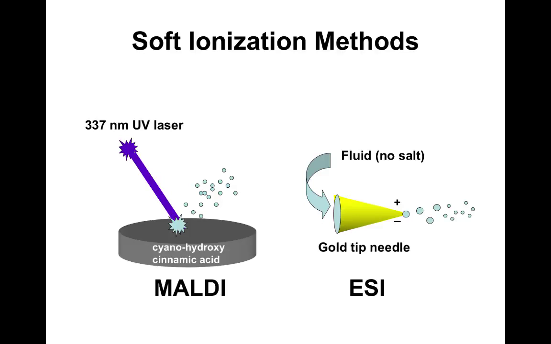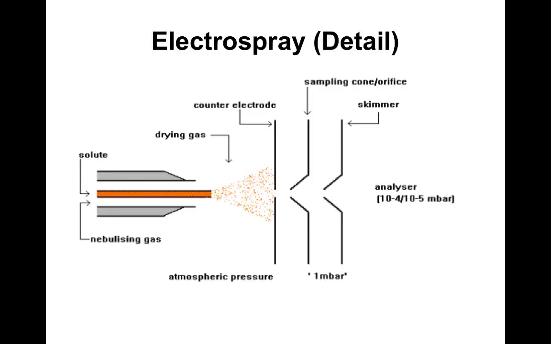Now, those are hard ionization methods. Most people work with soft ionization methods, either through MALDI or through electrospray ionization. These don't fragment molecules very much. Often just the parent molecule is still there.